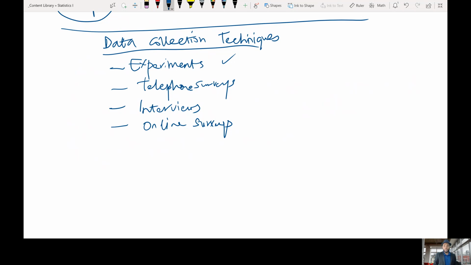Okay, now what about telephone surveys? What other examples do we have? For telephone surveys, typical applications would be political polls, market research, customer satisfaction studies, healthcare studies, and so on. And if you have other examples, you can share on Microsoft Teams.